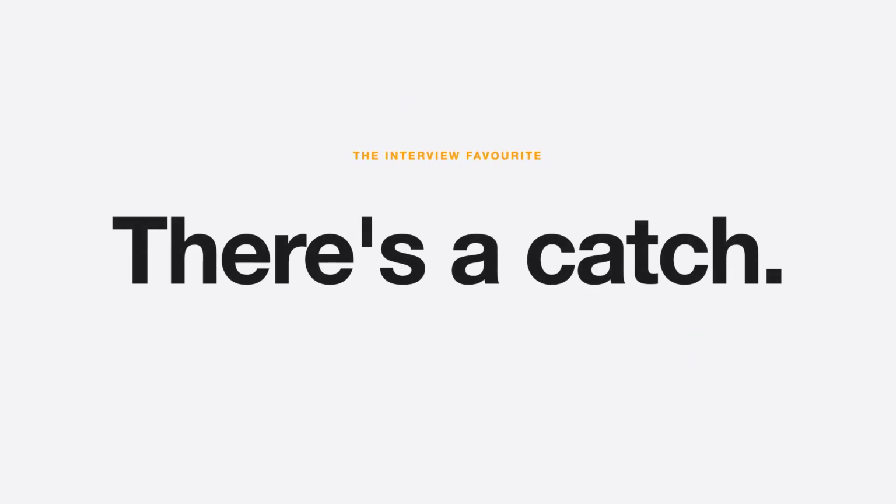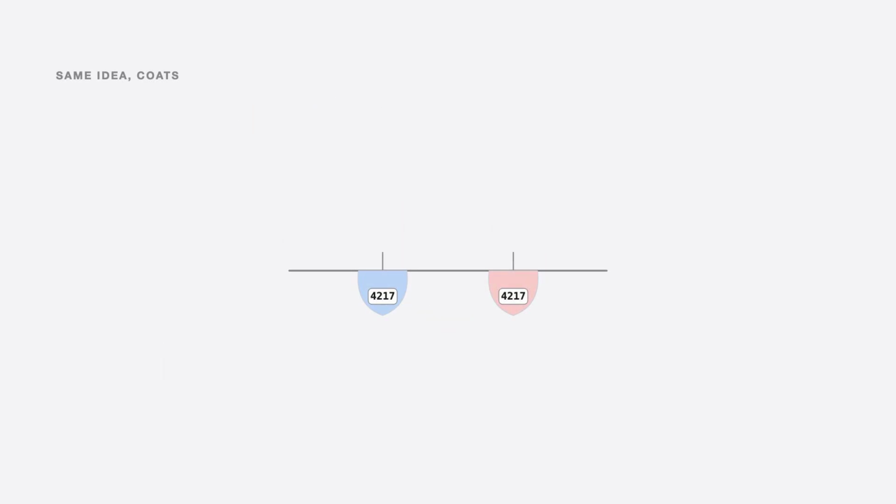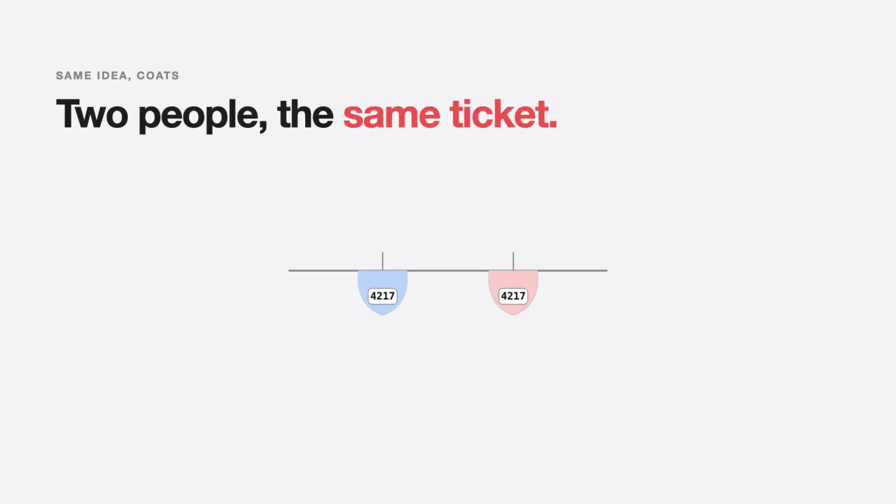But there's a catch, and it's the thing interviewers love to ask about. What happens when two different keys land on the same slot? That's called a collision, and it will happen. It's like two people handed the same coat check number. You can't just throw one of the coats away.